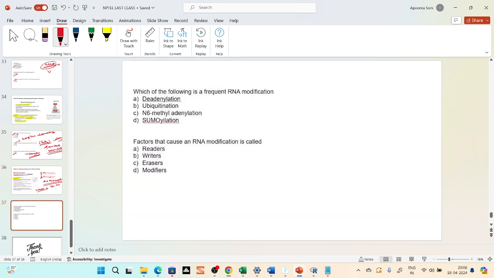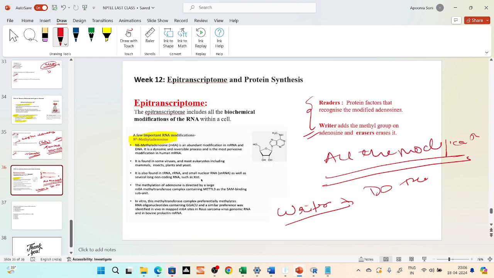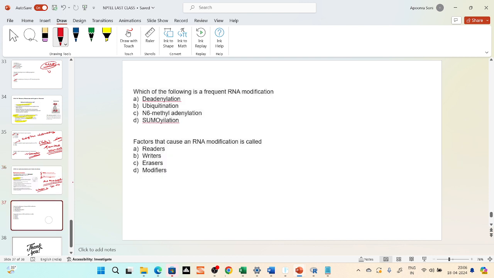And then, which of the following is a frequent RNA modification? Deadenylation, ubiquitination, N6 methyl adenylation, or sumoylation? What is the answer? You can see here, N6 methyl adenosine is added. That means N6 methyl adenylation is a frequent RNA modification that occurs.